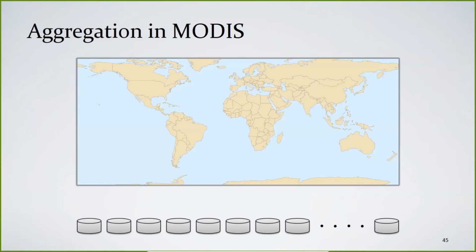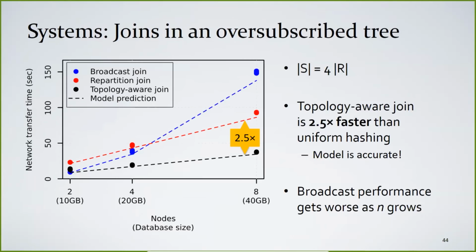The practical result here, again, model predictions, dashed lines, dots is what we get. It turns out that the topology aware join can be 2.5 times faster than uniform hashing. The other alternative is broadcast join, but this gets expensive very, very quickly, as is well known in practice, right? So that's it on the joins.